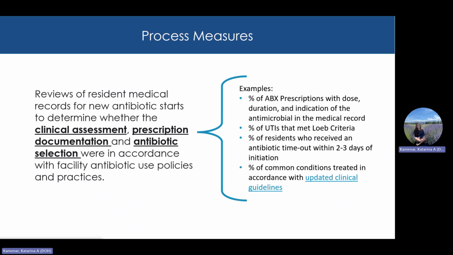element. Some examples of process measures are the percentage of antibiotic prescriptions that have dose, duration, and indication of the antimicrobial in the medical record, the percentage of urinary tract infections that met Loeb criteria before prescribing antibiotics, and the percentage of residents who received an antibiotic timeout within 2 to 3 days of initiation. And then you can also track the percentage of common conditions treated in accordance with updated clinical guidelines. And I link to the Pacific Northwest antibiotic use guidelines here, so you can check those out if you're wondering what those may be.